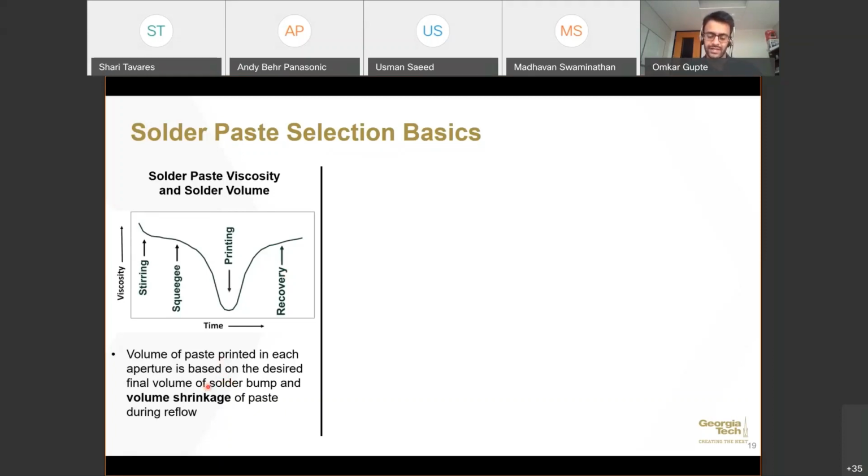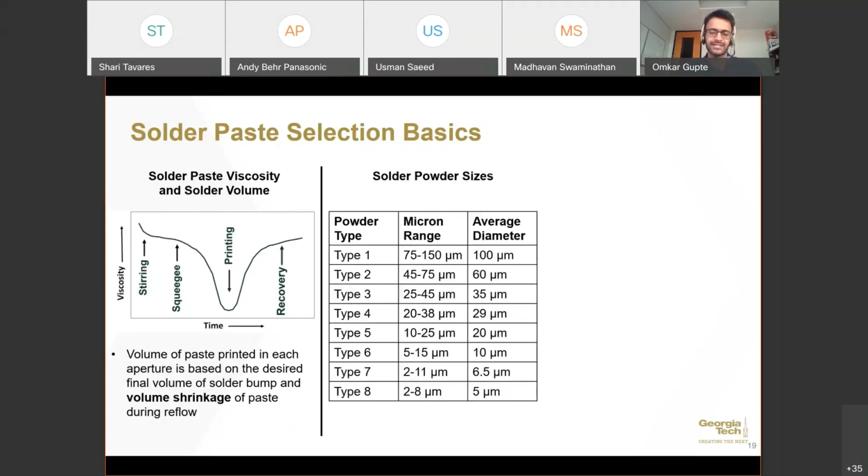And as I mentioned, the volume of the flux in that mixture is very high, about 35 to 50%, and flux contains some volatile elements. So during the reflow process, these volatiles are evaporated. A lot of the flux is evaporated, because of which there is a significant volume shrinkage, and hence, based on the final volume of the ball or the bump that is required, we back calculate the volume of the paste that should be printed based on the volume shrinkage, and accordingly design the stencil apertures based on the desired volume of the paste.